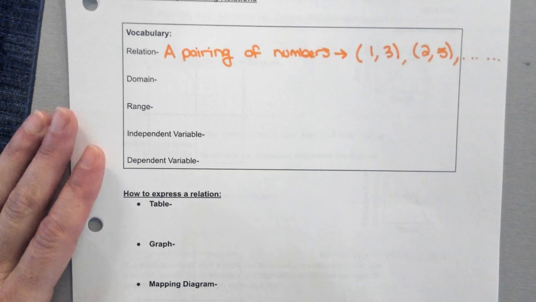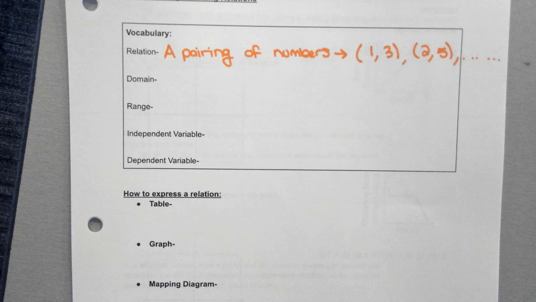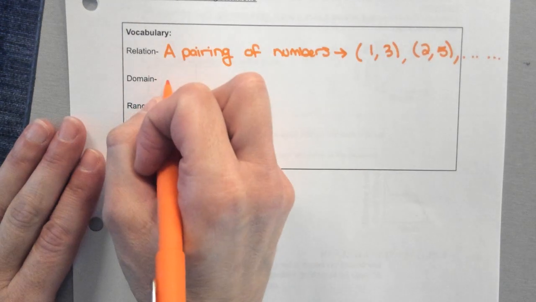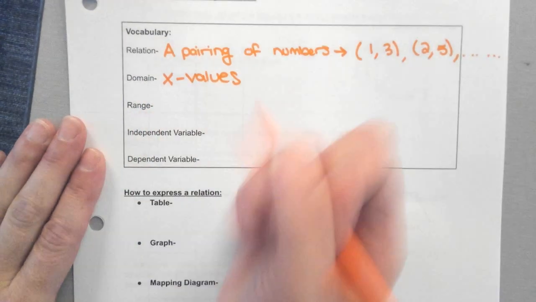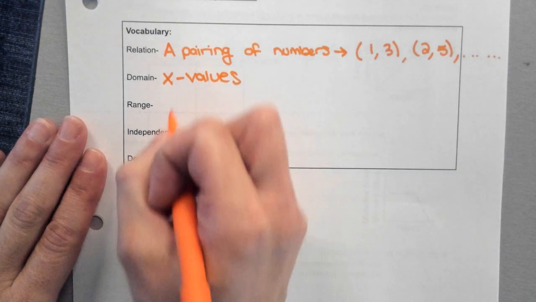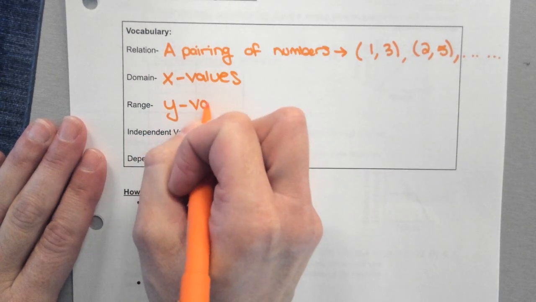Okay, so if you've got a pair of points that you're working with, this would be considered a relation because they have a relationship to each other, right? You have an X that has a relationship to a Y, and that's how we plot them on the grid. Your domain are your X values. Your range are your Y values.